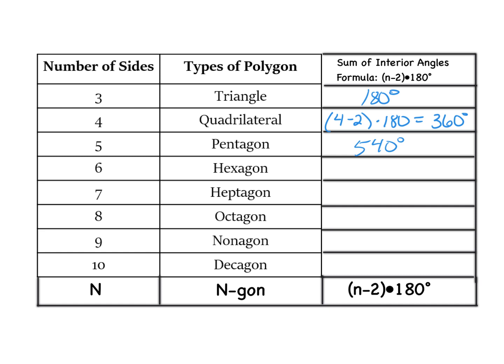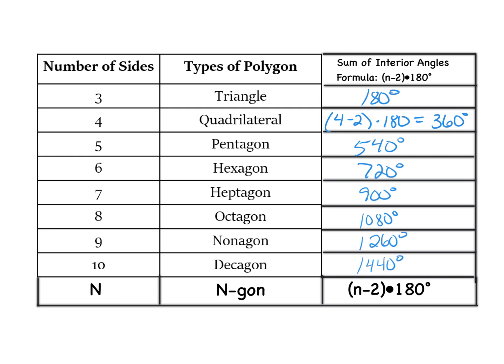Jules, next one. Hexagon. So 720. Luis, next one. 900. Brady, octagon. 1080. Hernan, the nonagon. 1260. Okay. And then Mandy, the decagon. 1440.